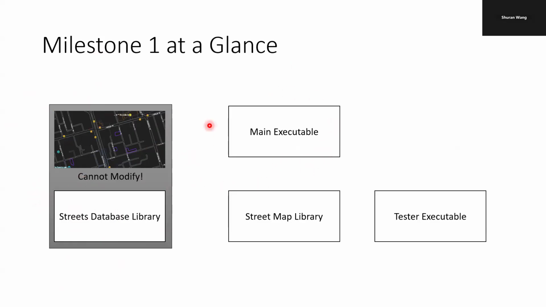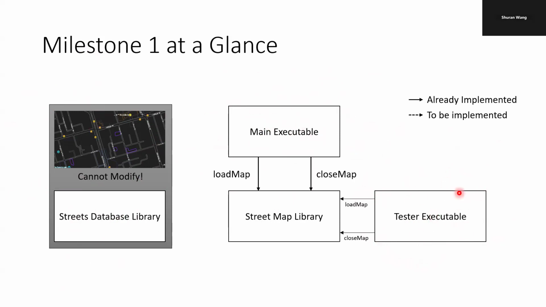There's the main executable that's run by you. This is called whenever you run your program. There's the tester executable that's used to test your code as the auto tester. Both the main executable and the tester executable are going to communicate with your street map library.